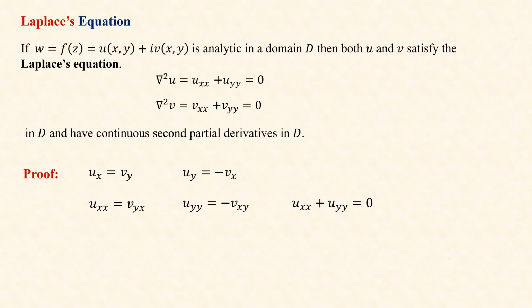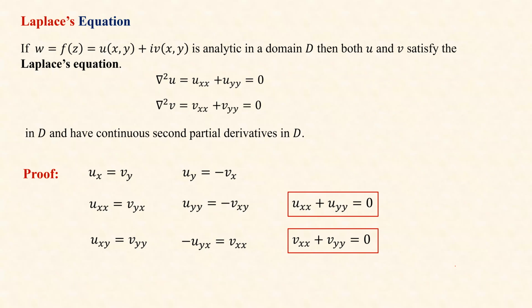Right? And now if you take the derivative of the first equation with respect to y, then you get u_xy equal to v_yy. And take the derivative of the second one with respect to x and also multiply by a negative sign, it becomes v_xx equal to negative u_yx. Okay, and then if you add these two, you see that these two are the same but opposite. They cancel out. If you add the two equations, then v_xx plus v_yy equal to 0. So this means that u and v satisfy the Laplace equation. Okay, this is the proof of this assertion.